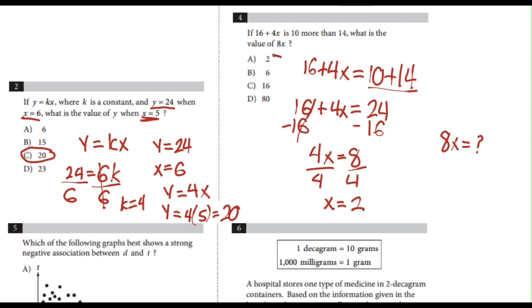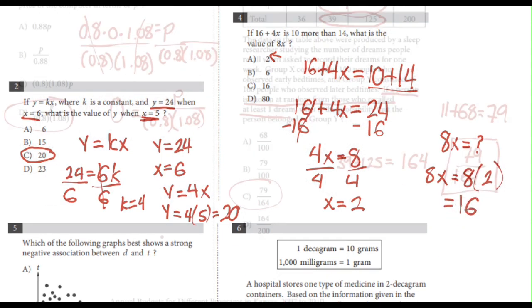Notice that 2 is one of our answer choices. However, the question is not asking for what x is. The question is asking for 8 times x. We now know that x is 2, and this is going to be 8 times 2, which is 16.